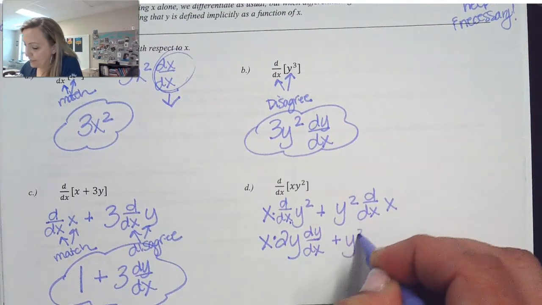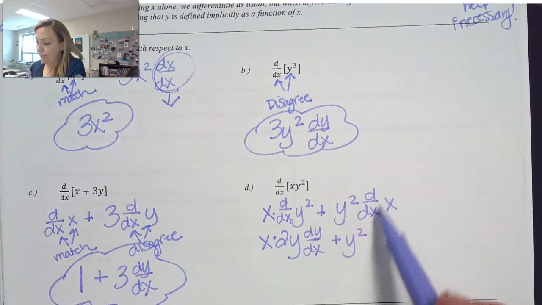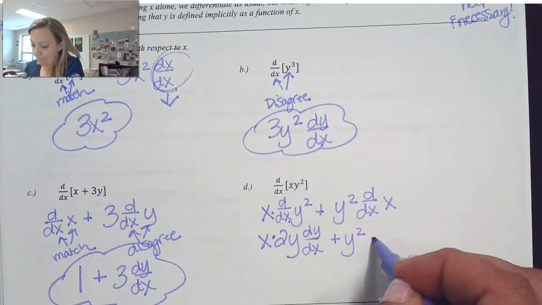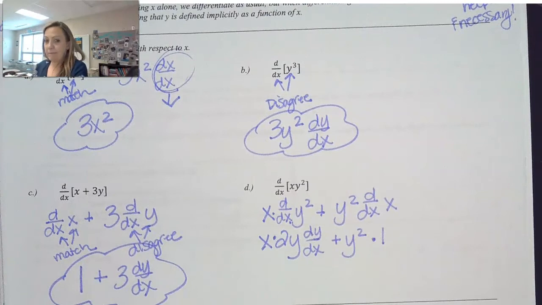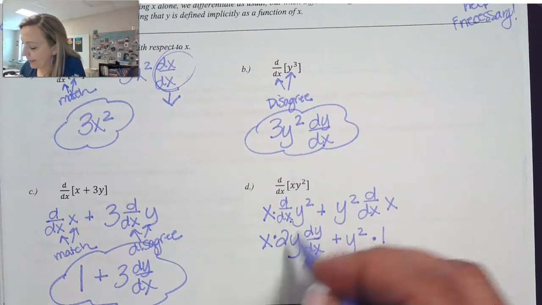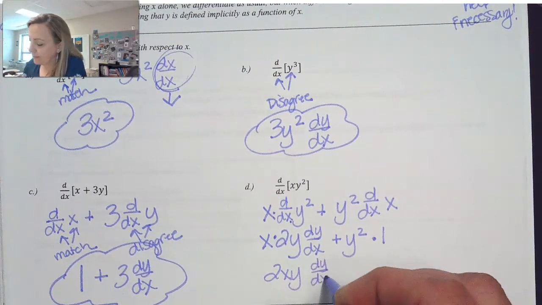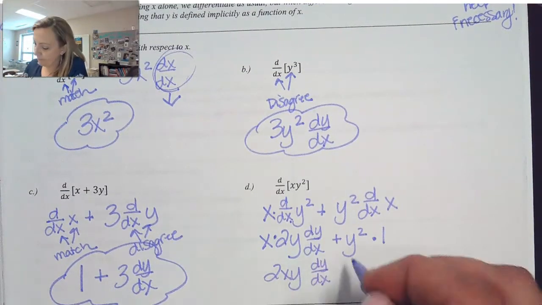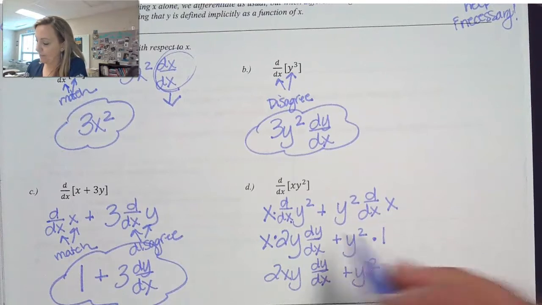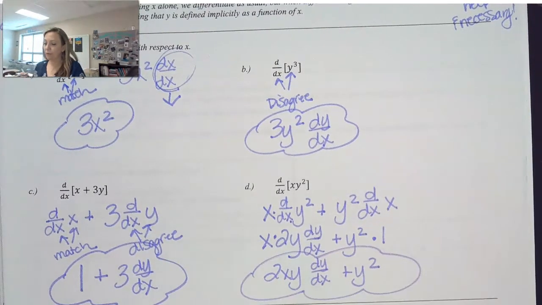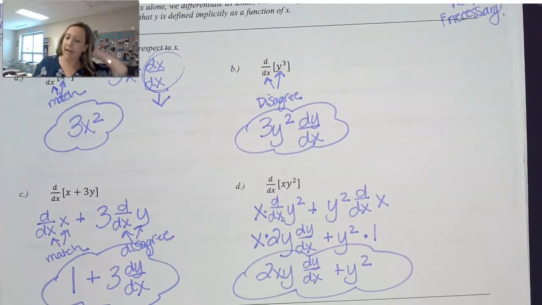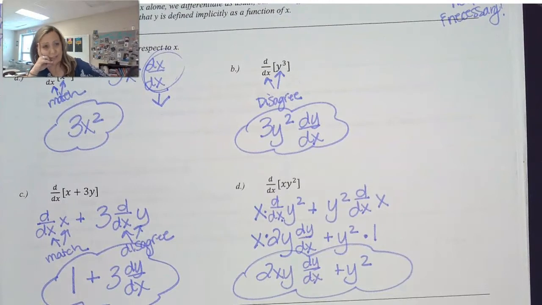Here we have y squared, and then we have the derivative of x with respect to x. That's just 1. So you could clean it up a little bit and write 2xy dy dx plus y squared. And that would be a way to do that, okay? This seems a little dumb right now, I totally get it. But this becomes necessary when we're trying to differentiate certain functions, which of course we're going to do next.